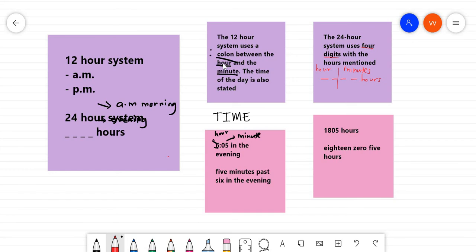So this is the example: 18:05 hours. This is the method to write time in the 24-hour system. And then how to write this number in words: 18:05 hours.